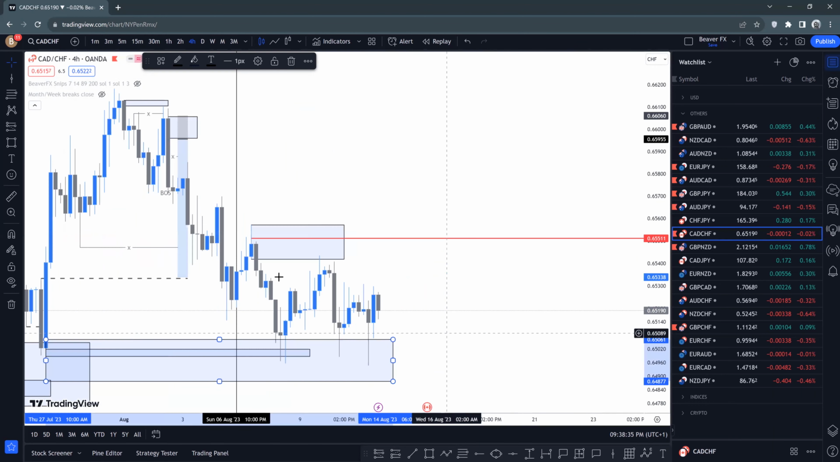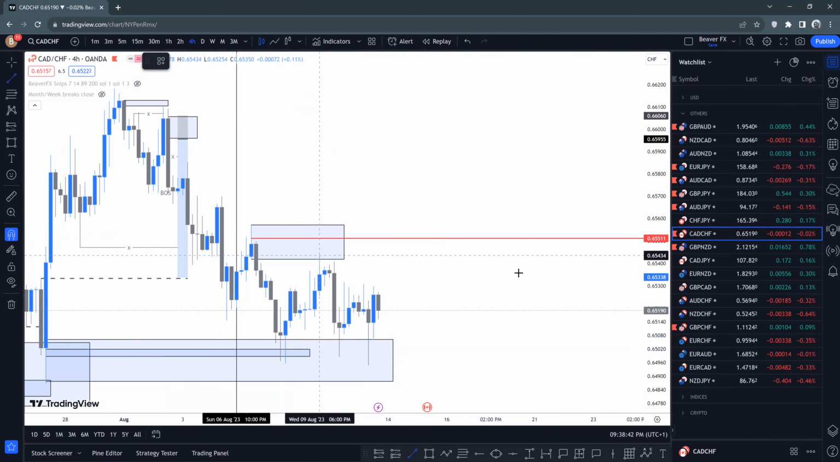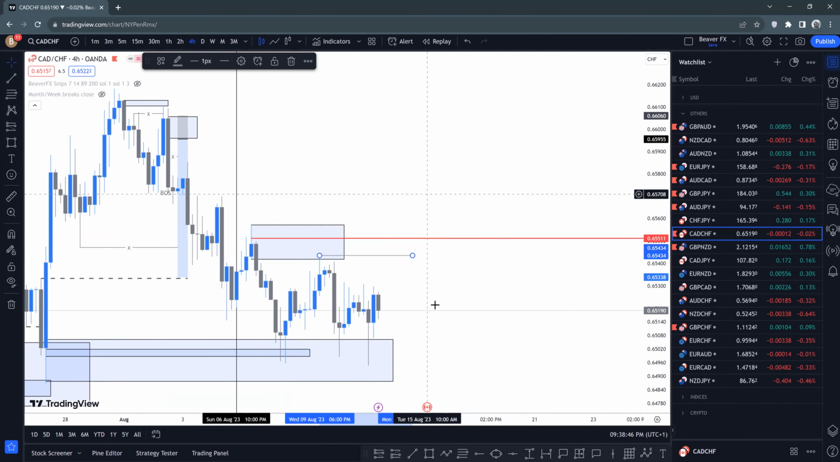We don't know yet. But what I'll be expecting here majorly is a break on this four-hour time frame. If we can have a break here, then I'll look forward to taking a buy on the retest of another block from this zone. So that's for CAD/CHF.